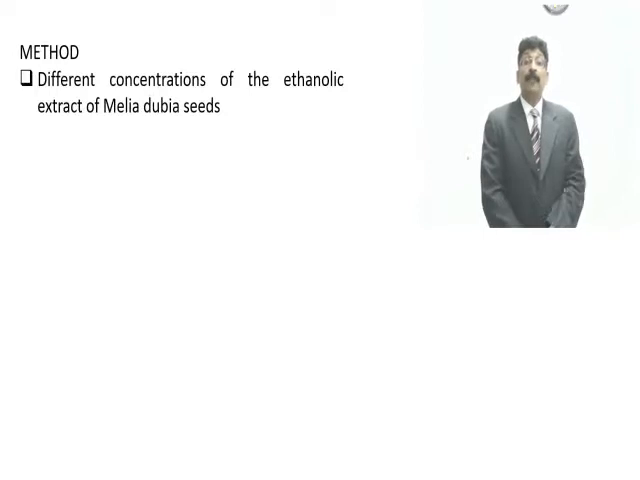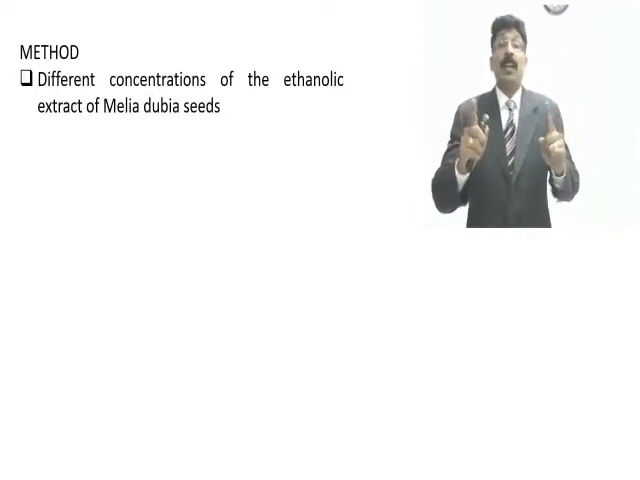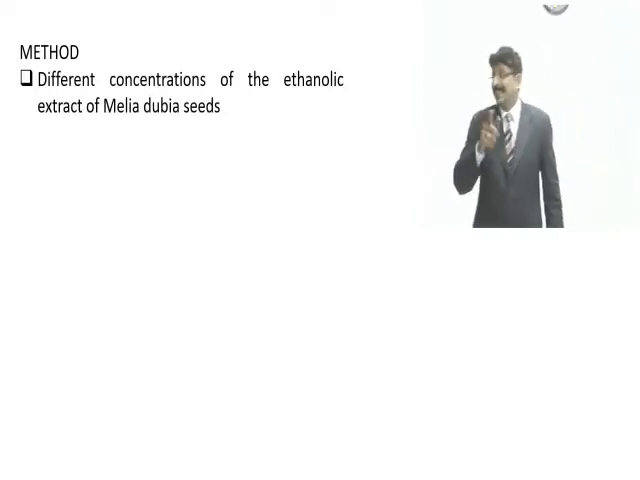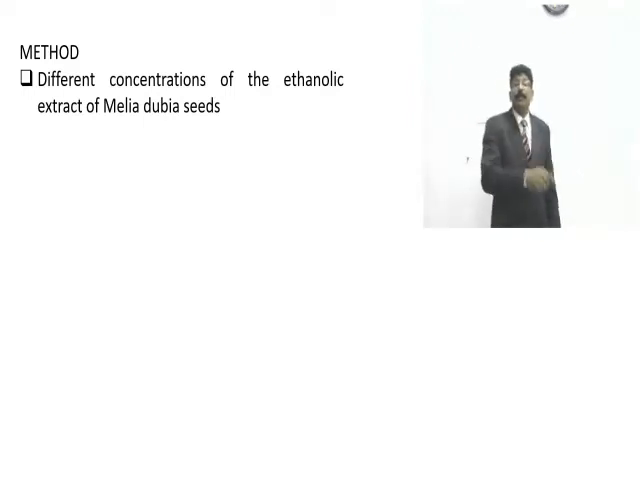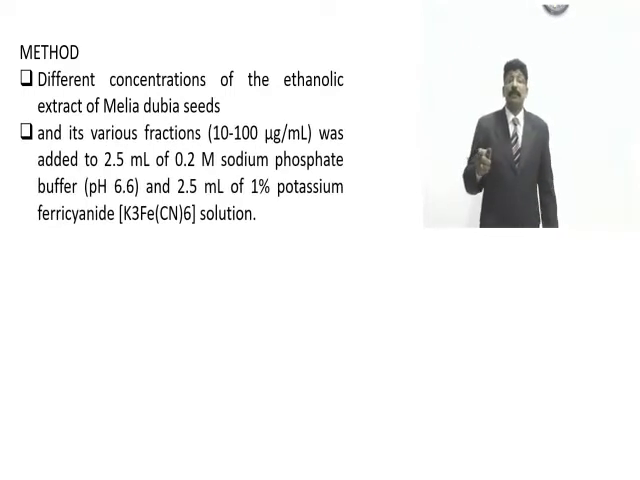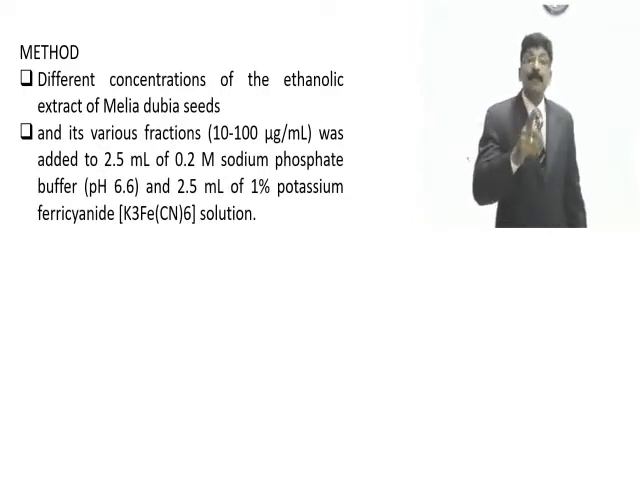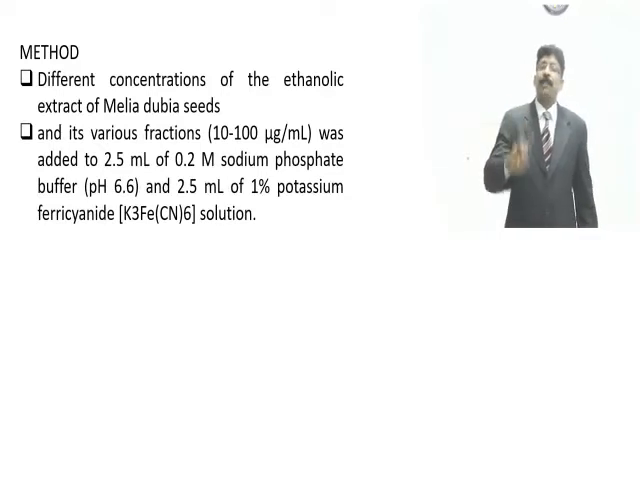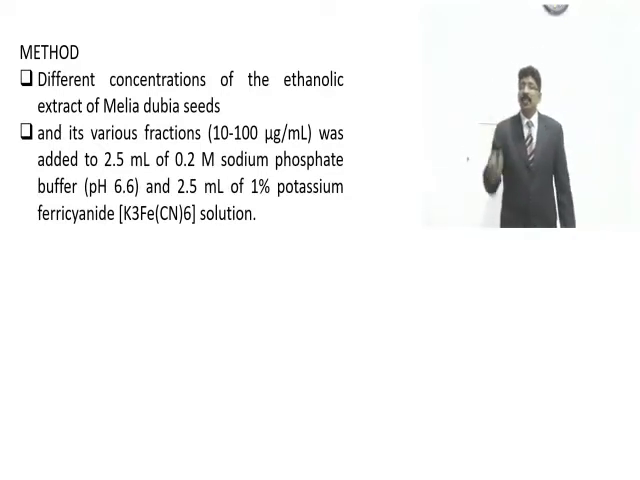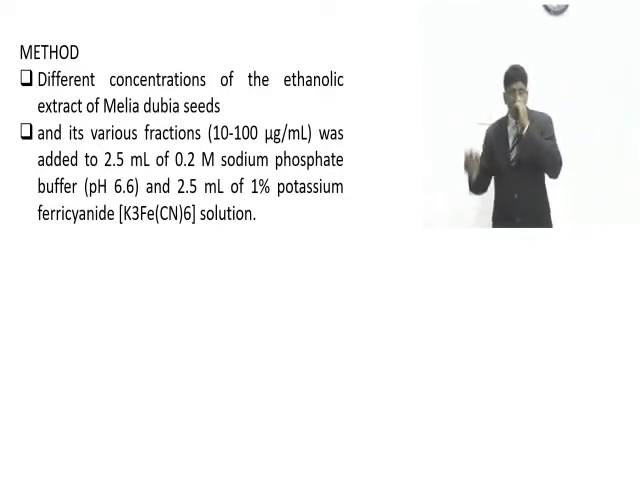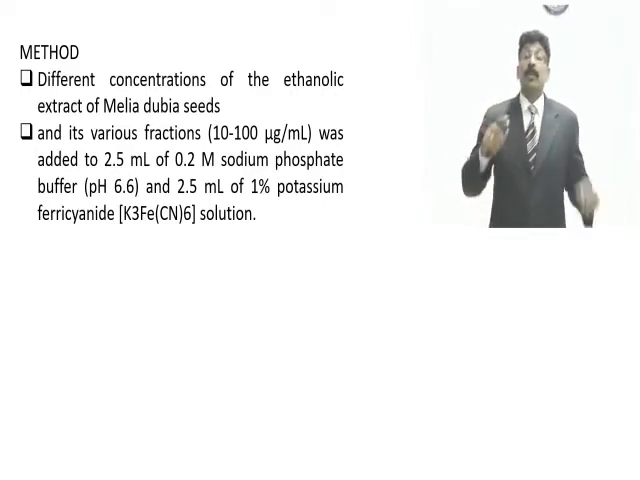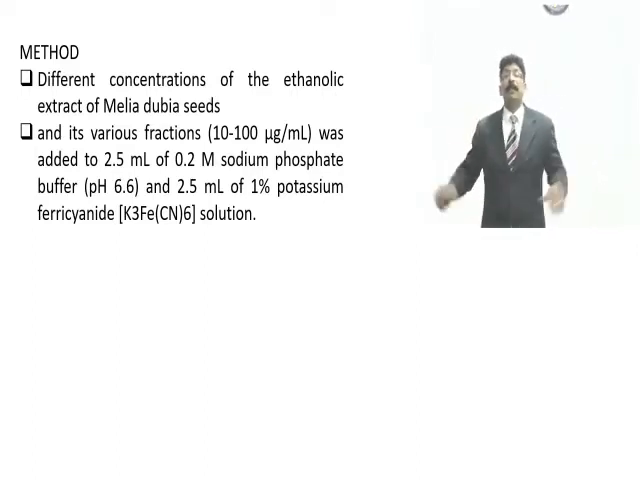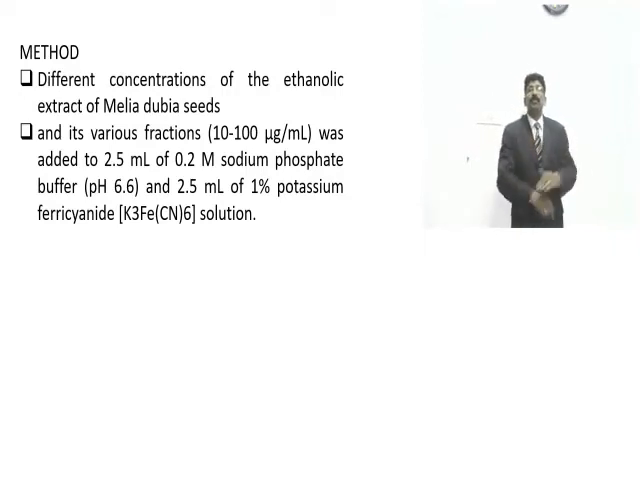And the method of how to perform: different concentrations of the ethanolic extract of Melia dubaya seeds, as I told you. You have taken different concentrations, in the range of 10 to 100 microgram: 20 microgram, 40 microgram, 60 microgram, 80 microgram, and 100 microgram per ml concentrations, which we have prepared from the stock solution for the sample and the standard equally.